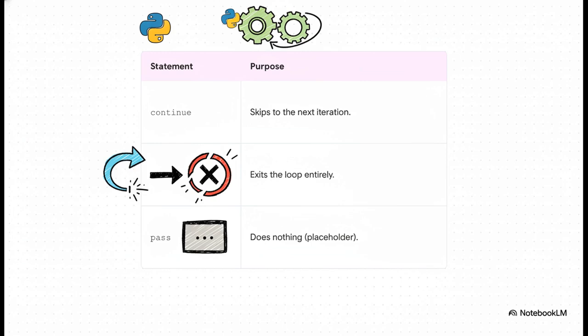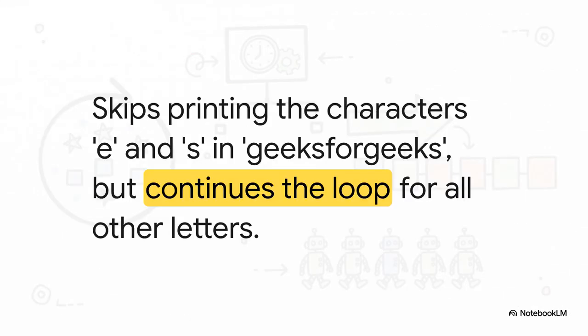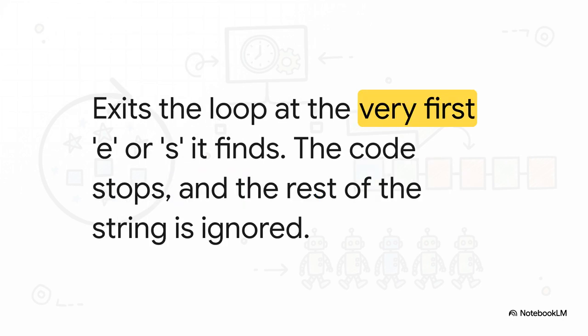It literally does nothing. So imagine you're looping through the letters in "Geeks for Geeks." If you hit an E or an S, continue tells the loop to immediately jump to the next letter, completely skipping the print command for that one iteration. Now, break is much more final. In that same situation, the moment the loop sees the very first E, the break statement runs, and the entire loop just terminates instantly. The rest of the string, it never even gets looked at.